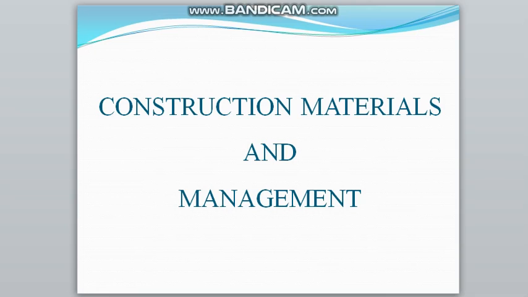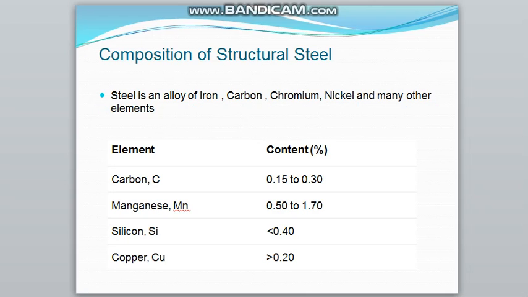Welcome everyone. In this lecture, we are going to discuss construction materials and management. So let me start with structural steel. In order to reduce the work involved in design computations and to facilitate the use of the Indian Standard Code of Practice for the use of structural steel in general building construction, the code is IS 800:2007.